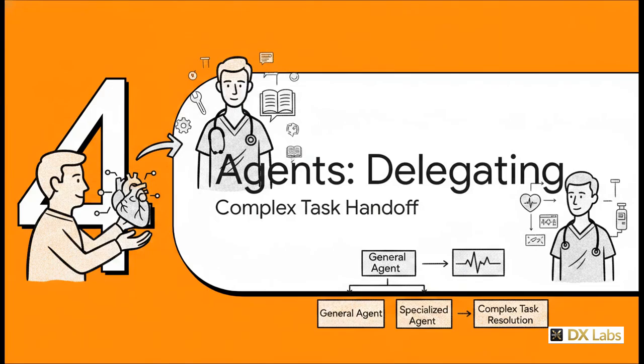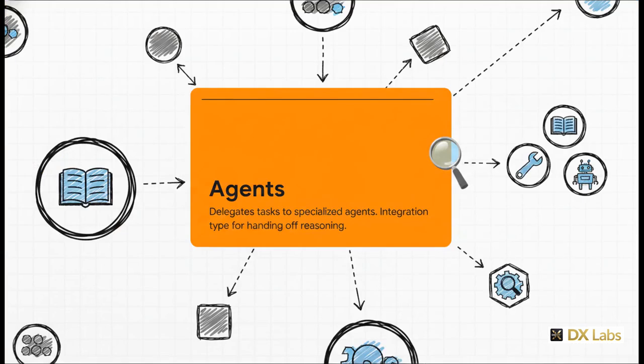Section 4. Agents. Delegating complex tasks. Now, what happens when a task is simply too specialized for your main agent to handle safely? Imagine walking into a clinic with a complex heart issue. Your general practitioner isn't going to treat you directly, they're going to hand you off to a specialized cardiologist. In Copilot Studio, we handle this by connecting to other agents. Agents are an integration type where your main agent delegates a complex or out-of-scope task to another specialized agent. It hands off the heavy reasoning.